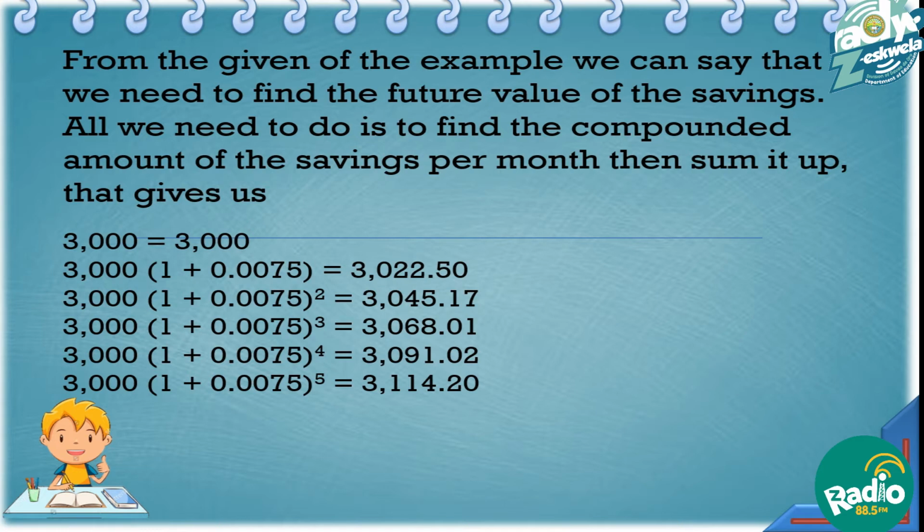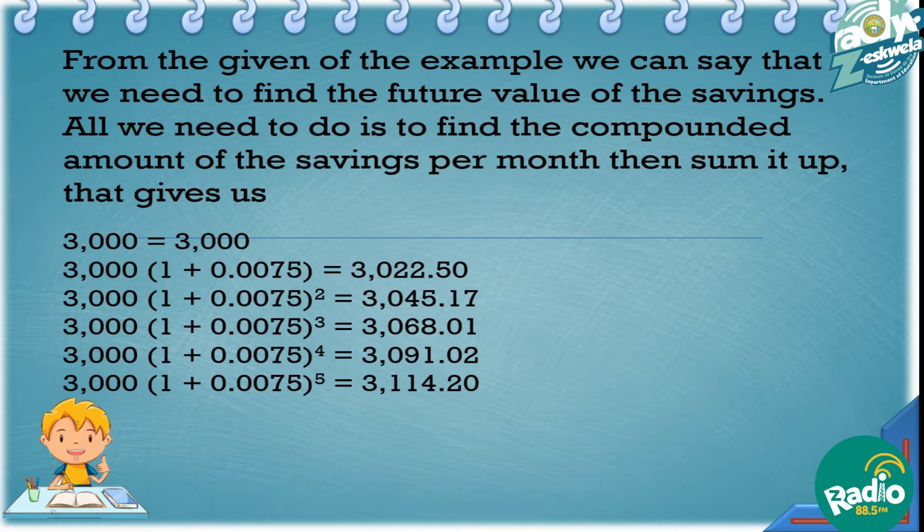Then for the fifth month, that is 3,000 times the quantity of 1 plus 0.0075 raised to the power of 4, and that gives us 3,091.02. Then lastly, for the sixth month, that is 3,000 times the quantity of 1 plus 0.0075 raised to the power of 5, and that gives us 3,114.20.